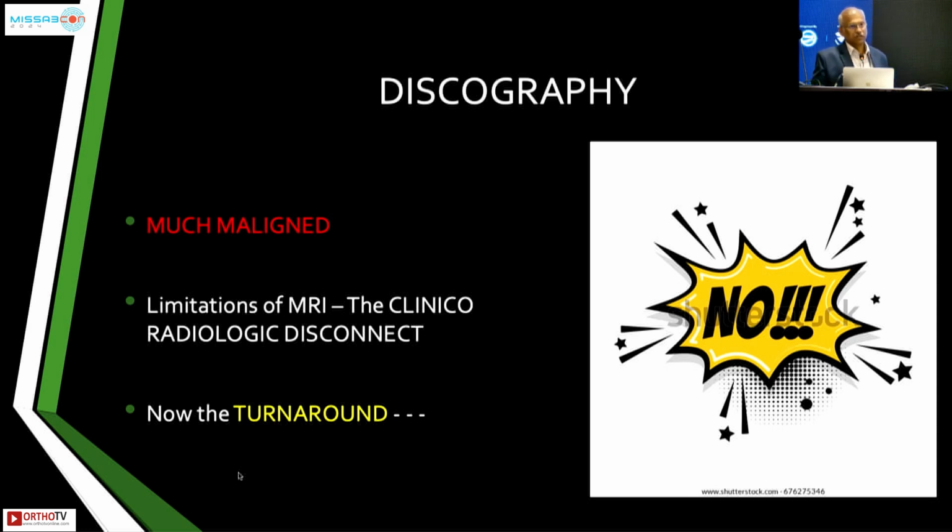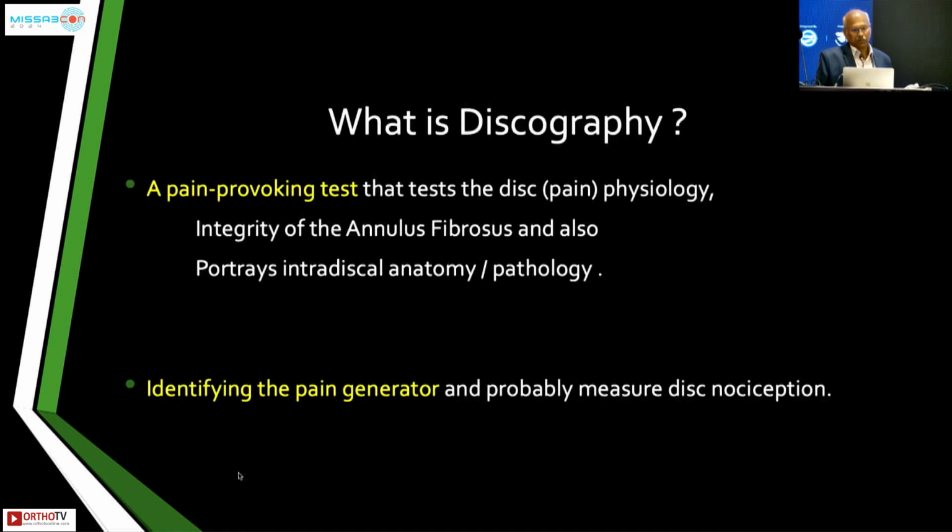Discography is the much maligned investigation. It started early as a worst thing, then it went into disrepute, then it was silent. Now there are so many studies coming up and the value of it is improving. There is a turnaround which has been happening. What is discography? Let us understand this. It is a provoking test for pain. It tests the physiology of the disc, whereas your MRI is an anatomical picture.